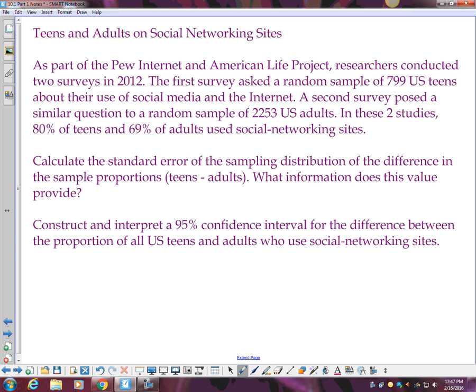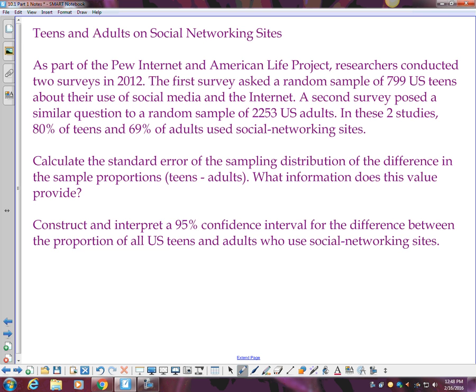As part of the Pew Internet and American Life project, researchers conducted 2 surveys in 2012. The first survey asked a random sample of 799 U.S. teens about their use of social media and the internet. The second survey posed a similar question to a random sample of 2,253 U.S. adults. In these 2 studies, 80% of the teens and 69% of the adults used social networking sites.